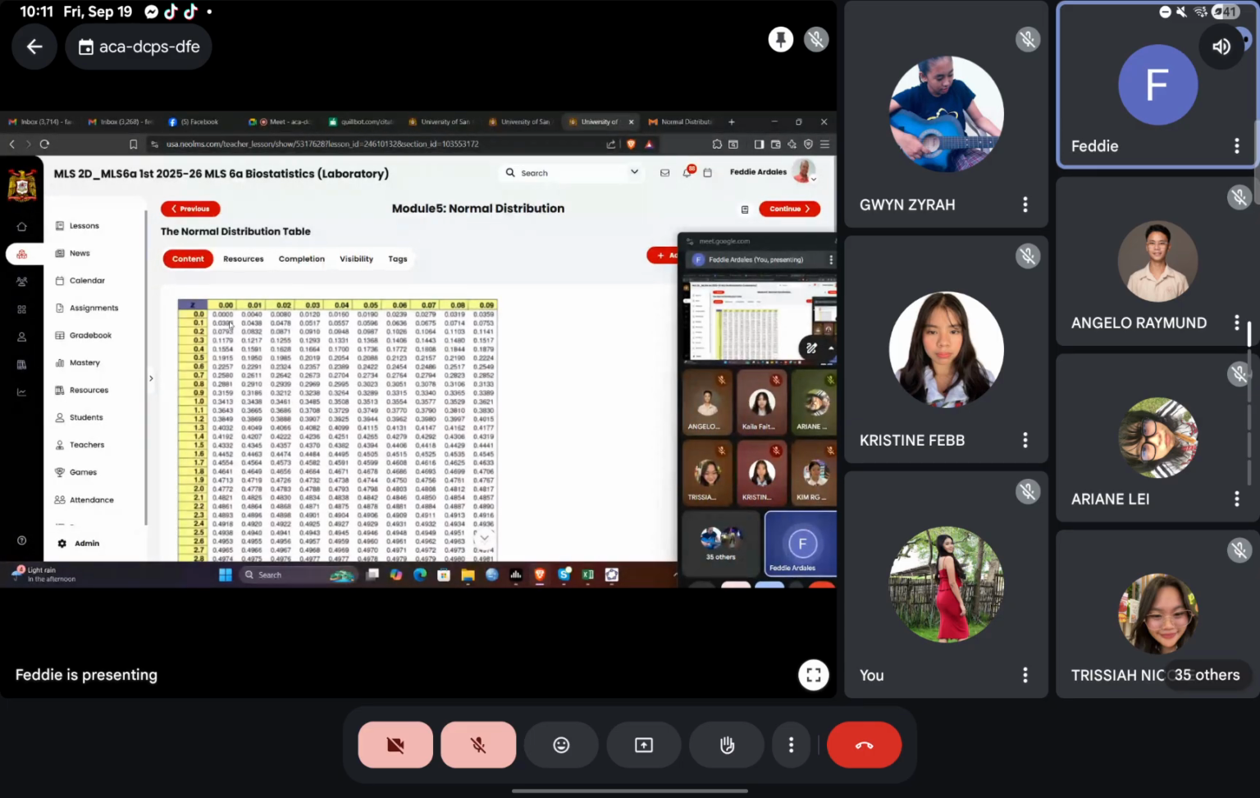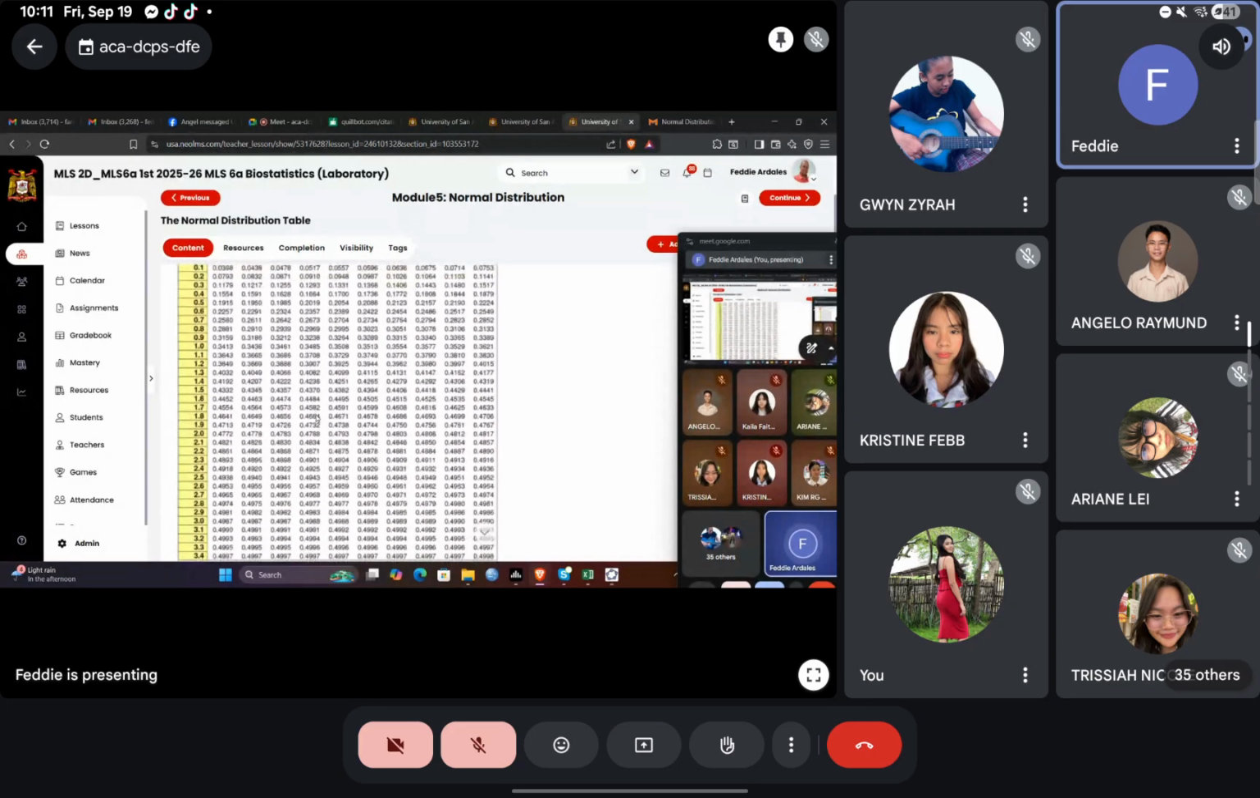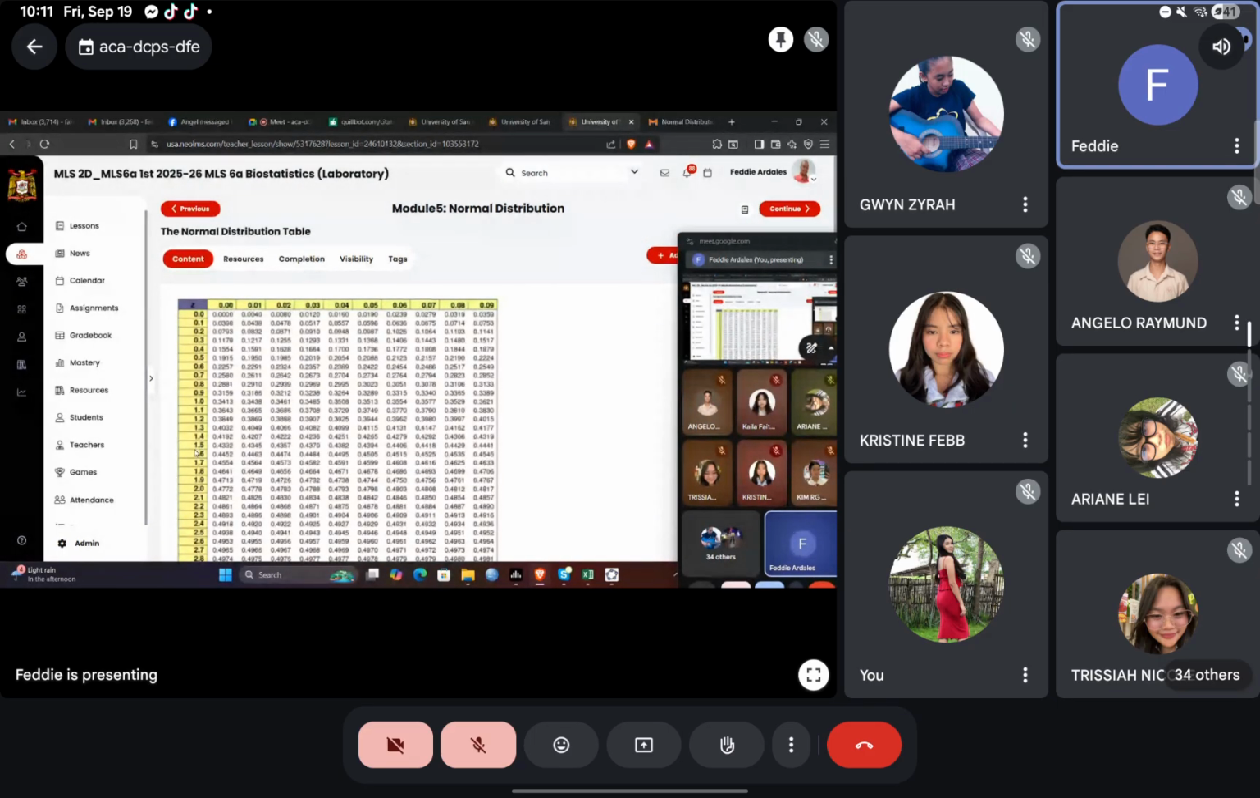The previous example that we have is 1.25. If you try to locate it, z is 1.2 in column 0.05. The area here is 0.3944, while the other table gives 0.8944. If you take the difference, it is actually 0.5.